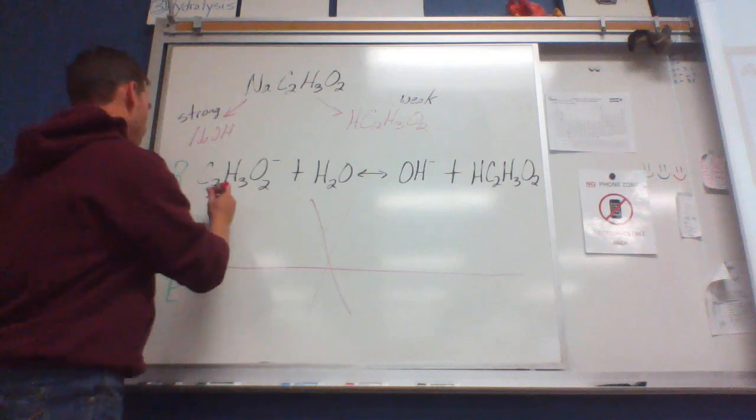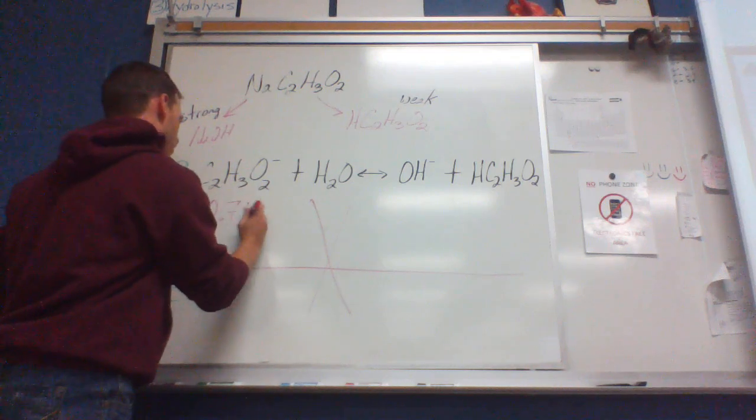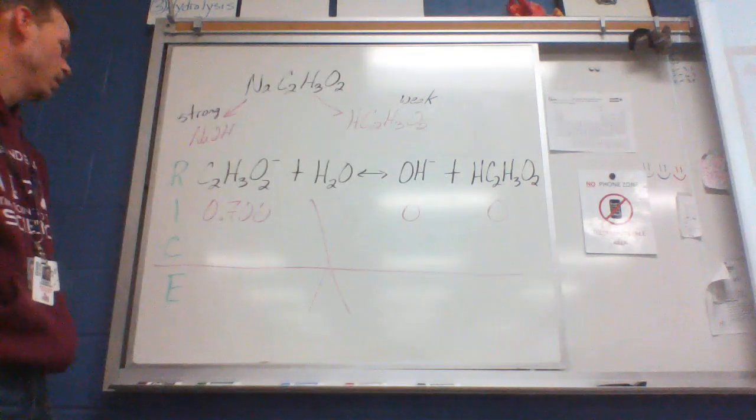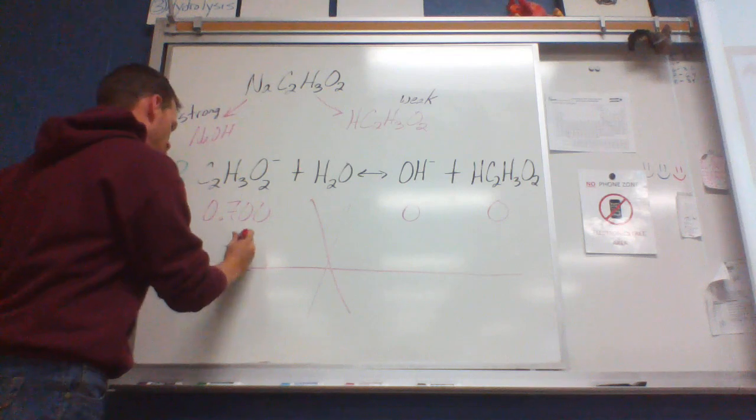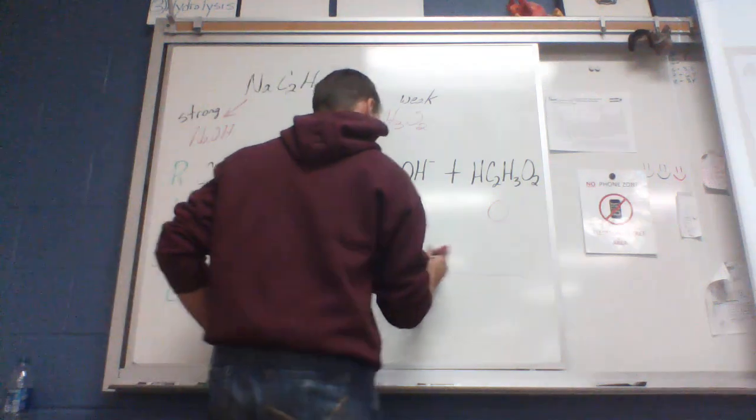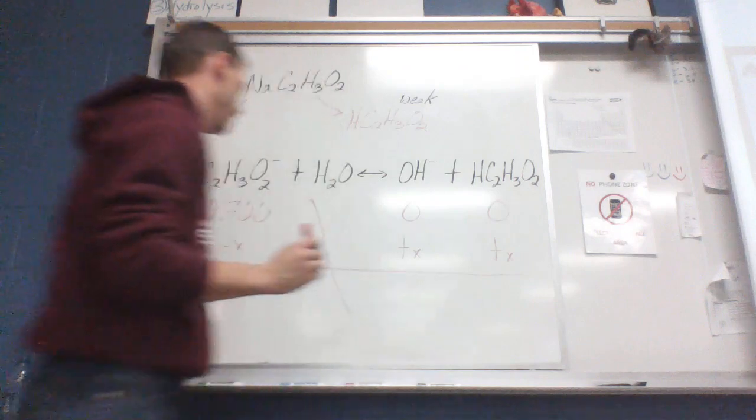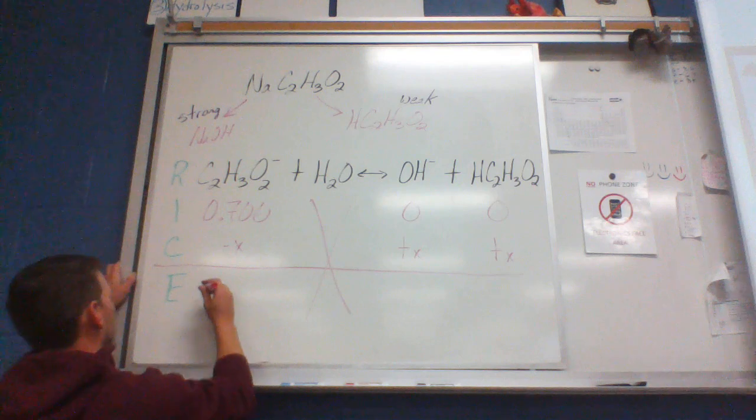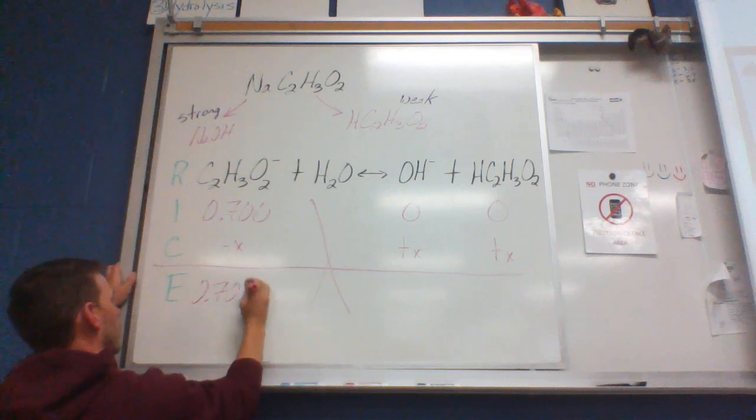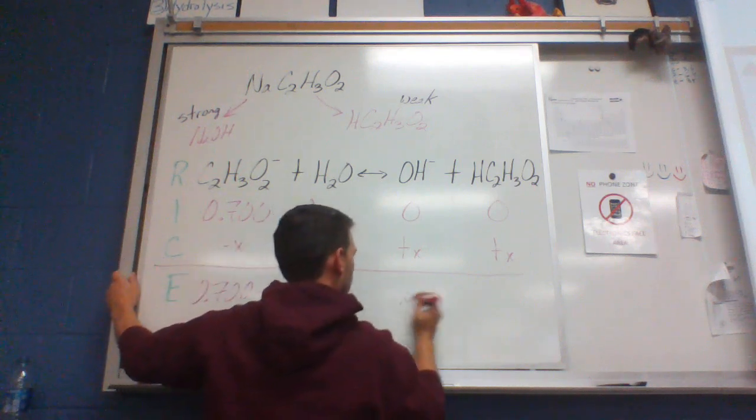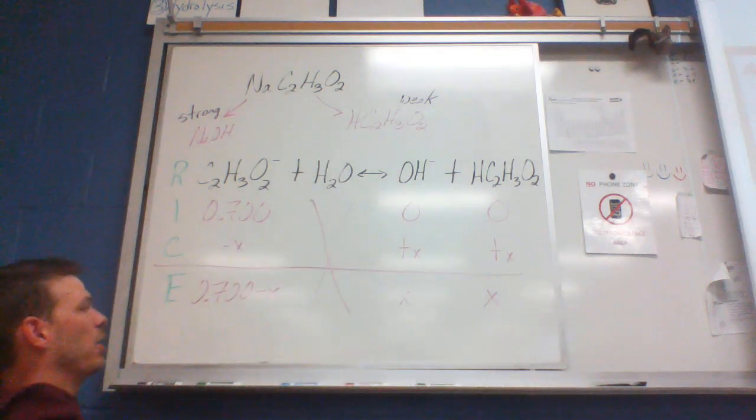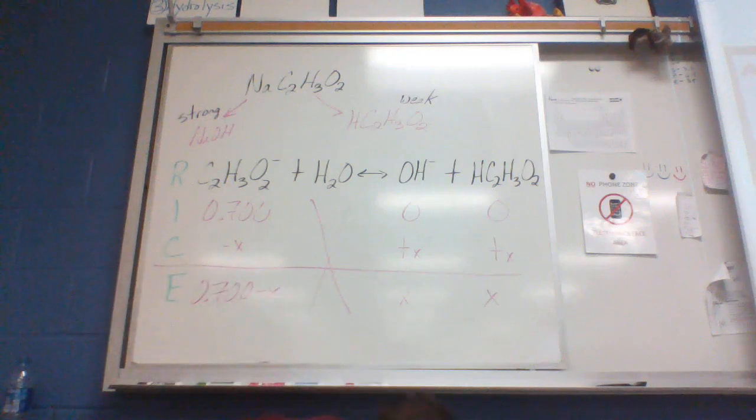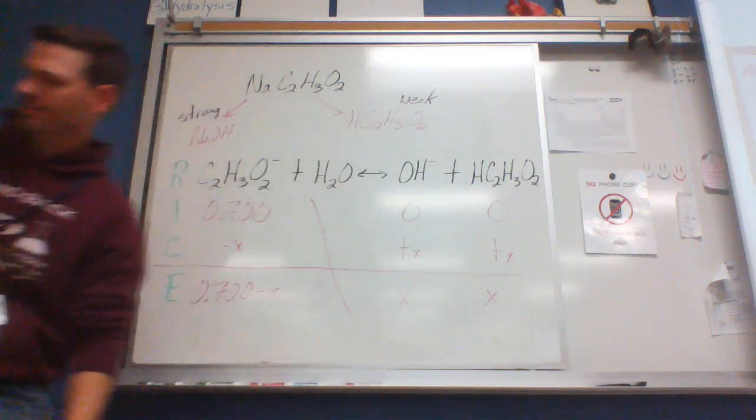So here we go. We've got 0.7 molar to start off with, and we have no starting concentration of our products. We want to show our expected shift. I plus C equals E. Now I'm about to have to start doing a bunch of board sliding, and I'm sorry. Now, here's the annoying thing.